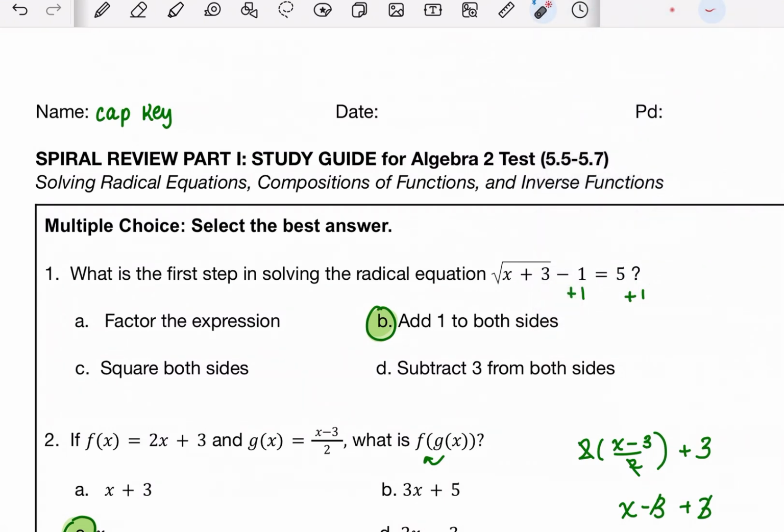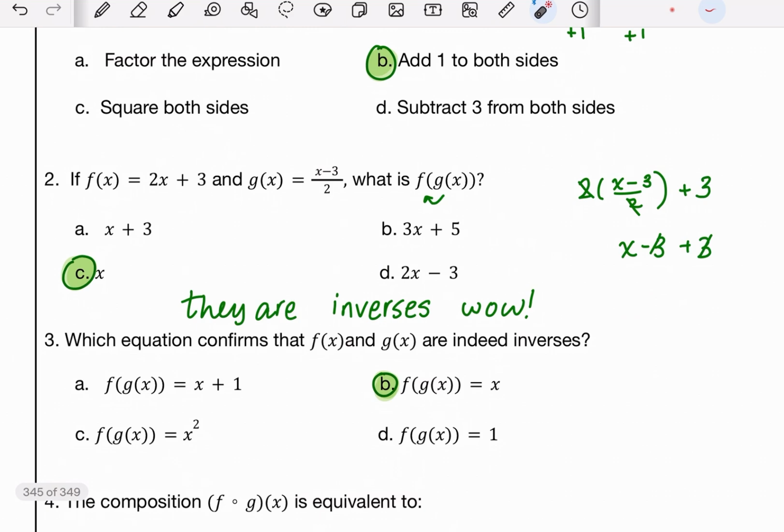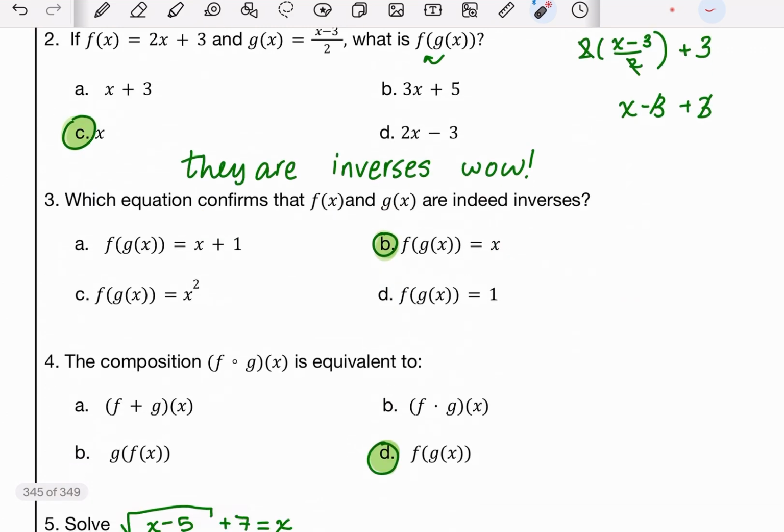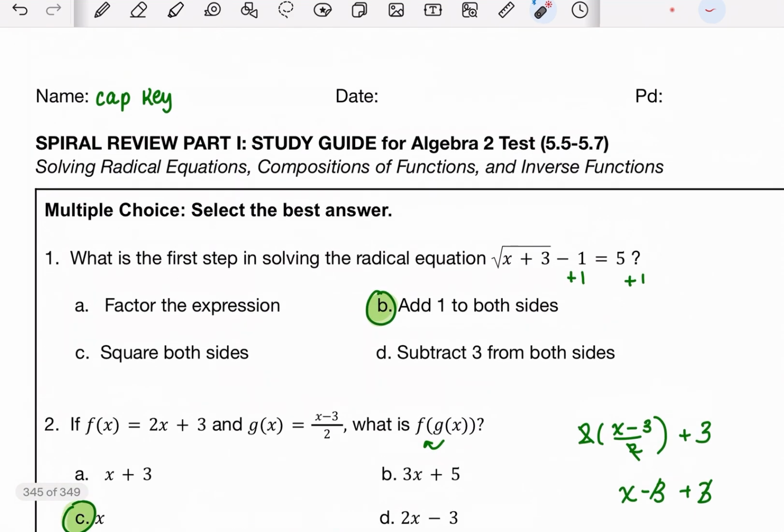All right, everyone, so let's go over some of the answers for Spiral Review Part 1, which is the study guide for the test, which is going to be on Thursday. It goes over 5.5 to 5.7. 5.5 is solving radical equations, something like number 1. 5.6 is compositions, so something like number 2. And 5.7 is inverses, which is something like number 3, and also something we'll see later on.